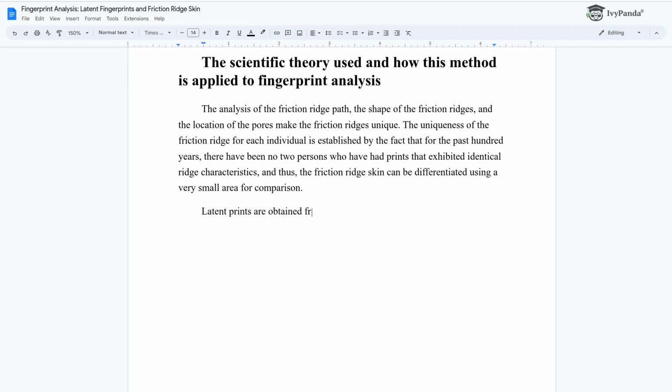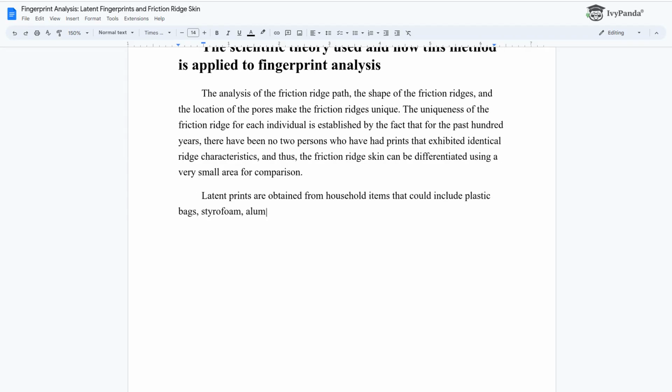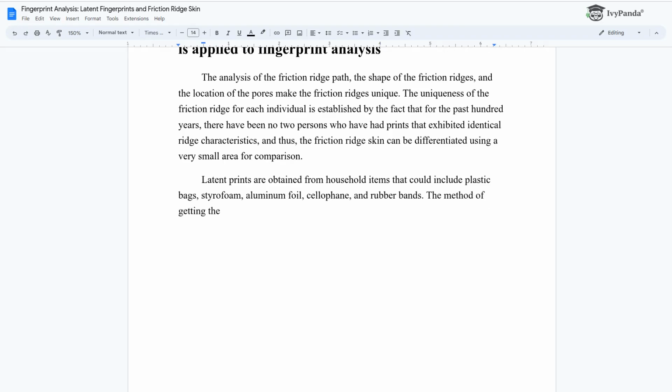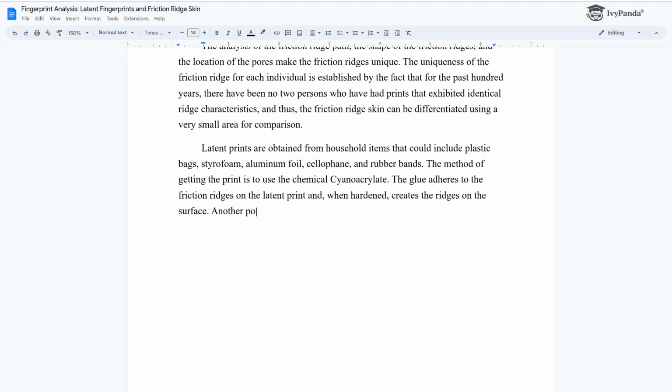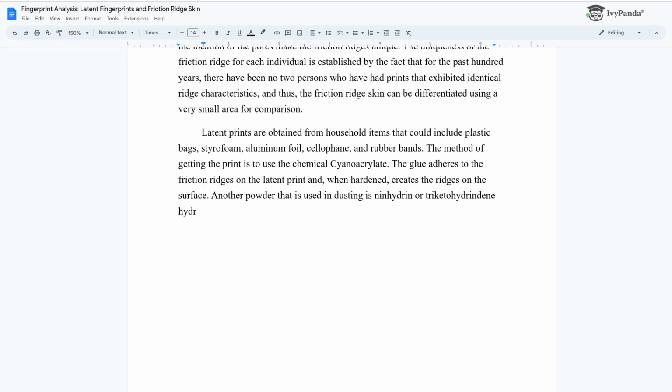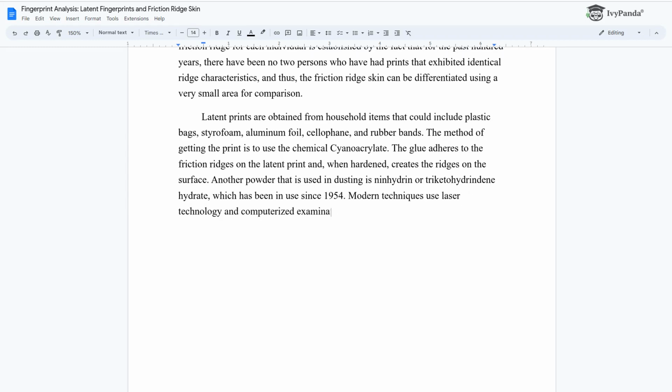Latent prints are obtained from household items that could include plastic bags, styrofoam, aluminum foil, cellophane, and rubber bands. The method of getting the print is to use the chemical cyanoacrylate. The glue adheres to the friction ridges on the latent print and, when hardened, creates the ridges on the surface. Another powder that is used in dusting is ninhydrin or triketohydrindine hydrate, which has been in use since 1954. Modern techniques use laser technology and computerized examination.